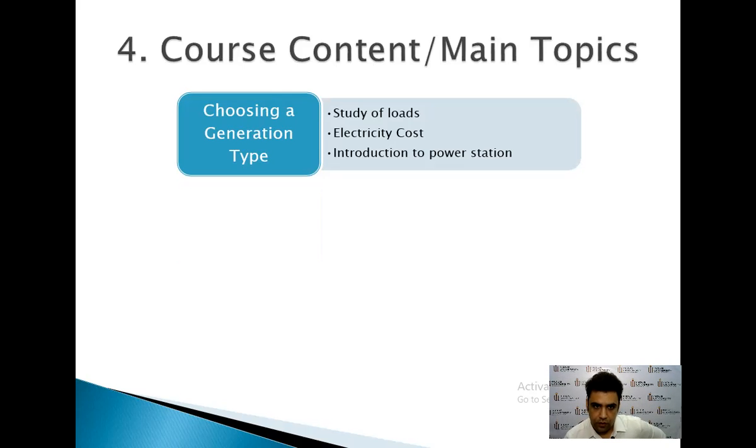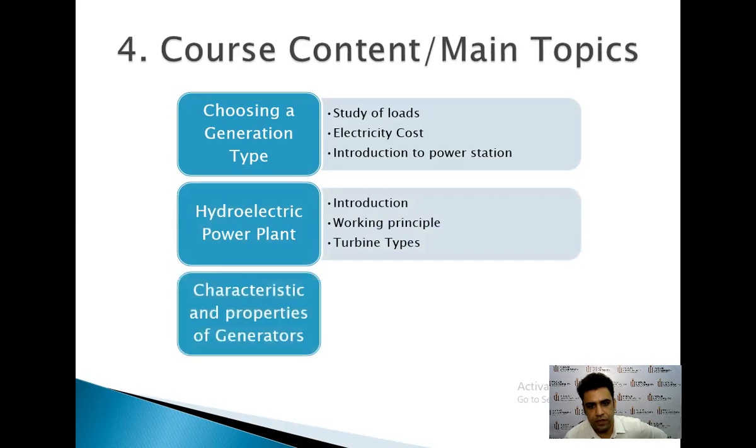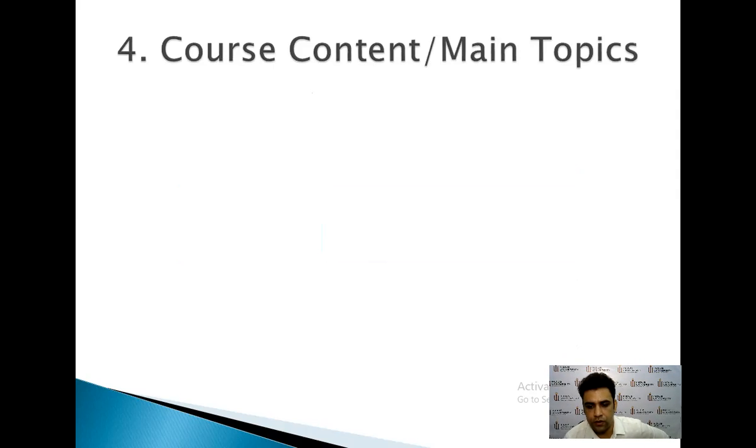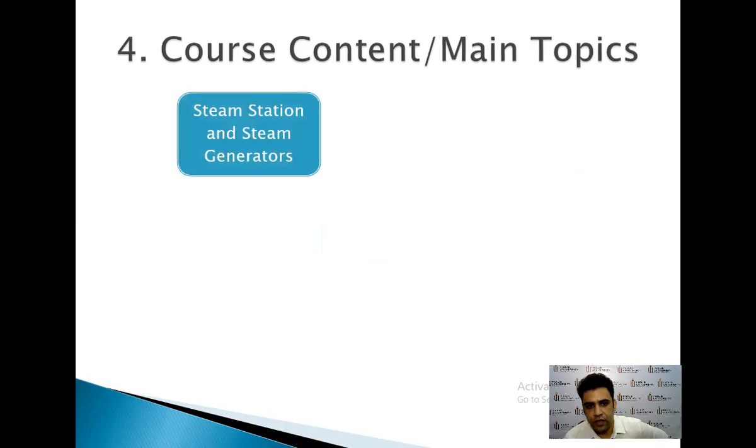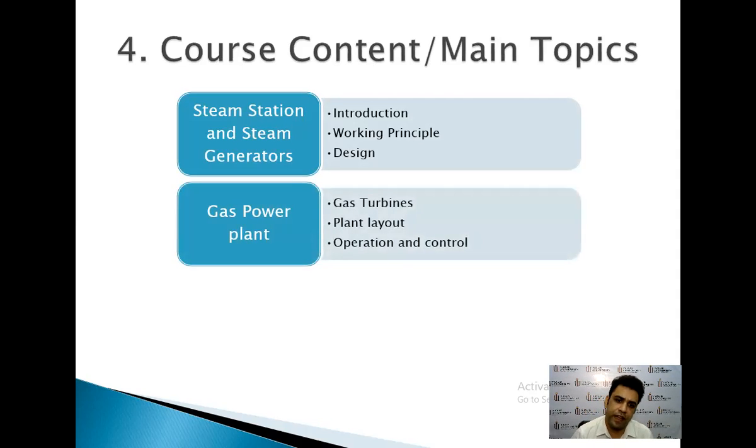After that, we are moving towards the types of power generation. For the hydroelectric power plant, we will study the introduction, working principle, and different types of water turbines. After that, we will study the types of generators, their properties, size and cost. After hydroelectric, we will move toward the steam stations, which come under thermal: steam stations and steam generators, introduction, working principle, design. Then we will go towards the gas power plant, its plant layout and different types of gas turbines, and we'll also study the operation and control.